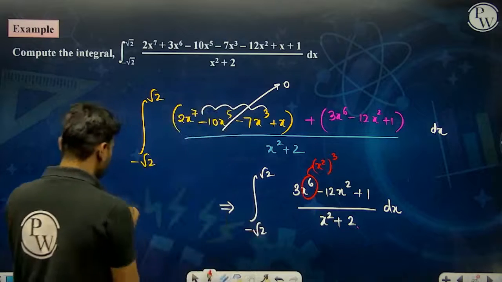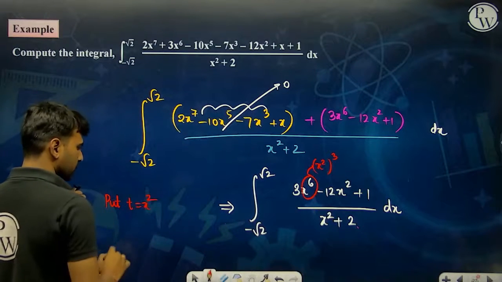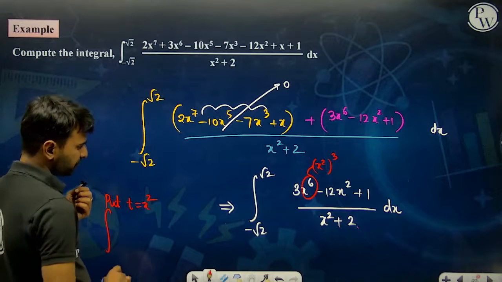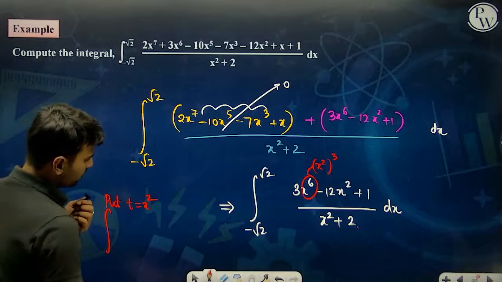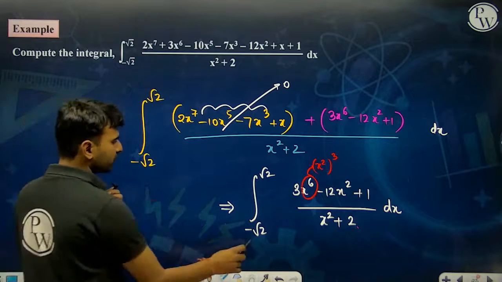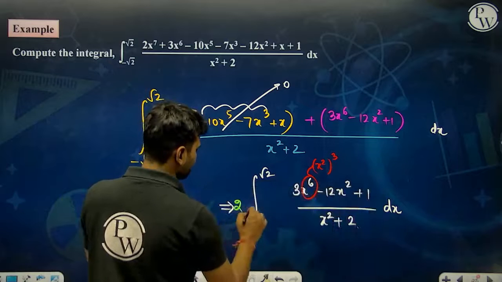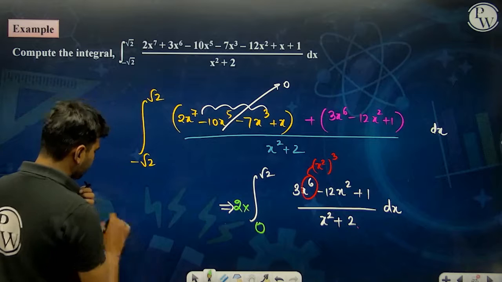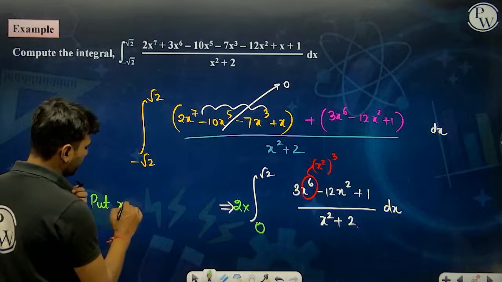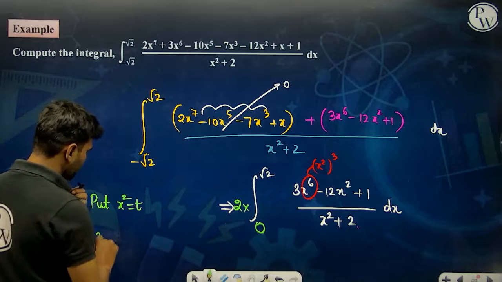So what we can do is put t equal to x square, so the limits are going to change. Is it going to work? No, it is not going to work. So we first write it as twice the integral from 0 to this, because it is an even function. After that you will be able to integrate this quite comfortably, because you can put x square equal to t. When the limits change, do take note of that.